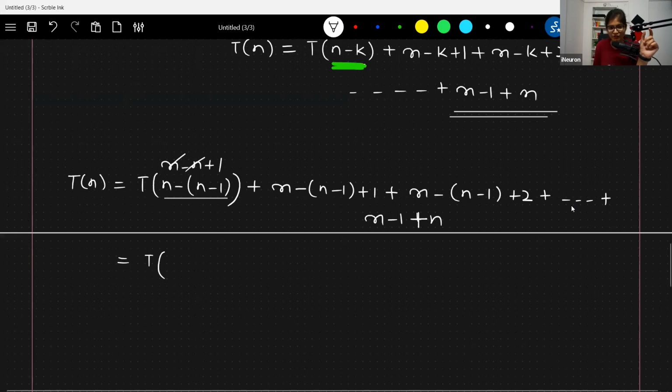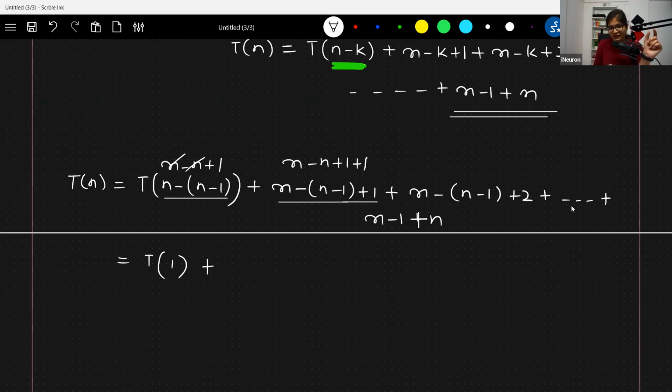So it will be t of 1, right? Plus, if I solve this completely, it will be n minus n plus 1 plus 1. So I can write it like 2 plus 3 and so on, until I have n minus 1 plus n. Now I know the answer of this particular thing. That's what I want. That's why I have placed the value of n minus k as 1.